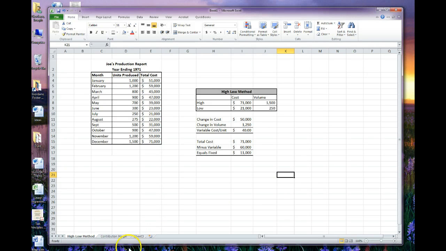Very valuable information if you think about it. Each month you have $11,000 of fixed cost that you can't shake, and every time you make a unit, it's going to cost you $40.